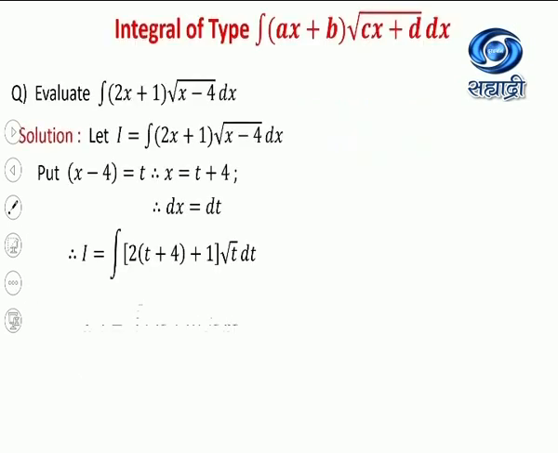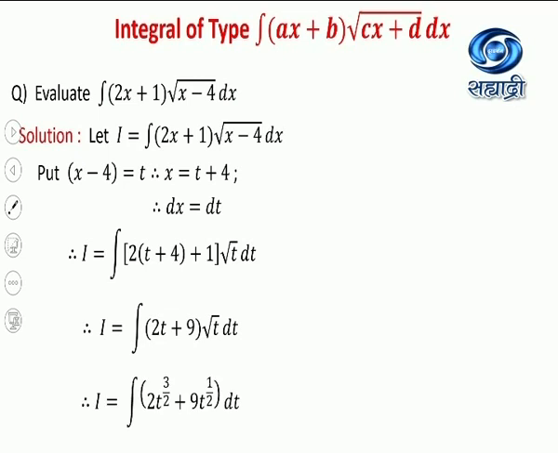Next type of integration, integration ax plus b root cx plus d dx. Note here that there are two linear factors. So, whatever is there in the root, we are going to substitute that as t, and therefore we get x equal to t plus 4. Get it in terms of x and then differentiate. Therefore dx is equal to dt. Now substituting in I, I is equal to 2 into t plus 4 plus 1 into root t dt. So opening the brackets, we get 2t plus 9 into root t dt.